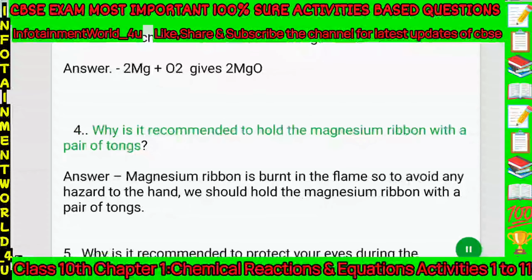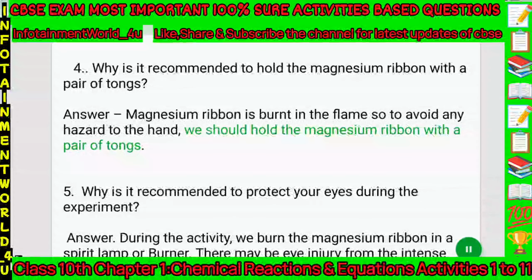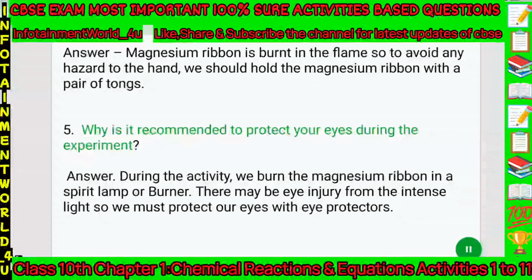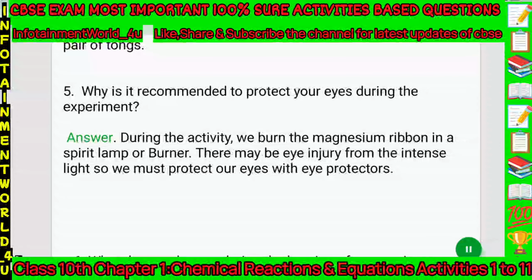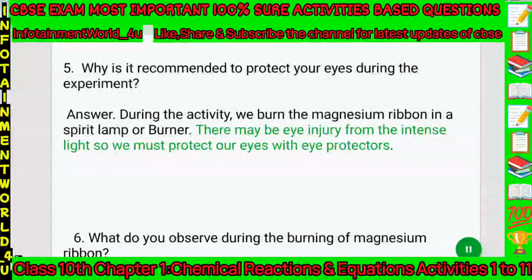4. Why is it recommended to hold the magnesium ribbon with a pair of tongs? Answer. Magnesium ribbon is burnt in the flame, so to avoid any hazard to the hand, we should hold the magnesium ribbon with a pair of tongs. 5. Why is it recommended to protect your eyes during the experiment? Answer. During the activity, we burn the magnesium ribbon in a spirit lamp or burner. There may be eye injury from the intense light, so we must protect our eyes with eye protectors.